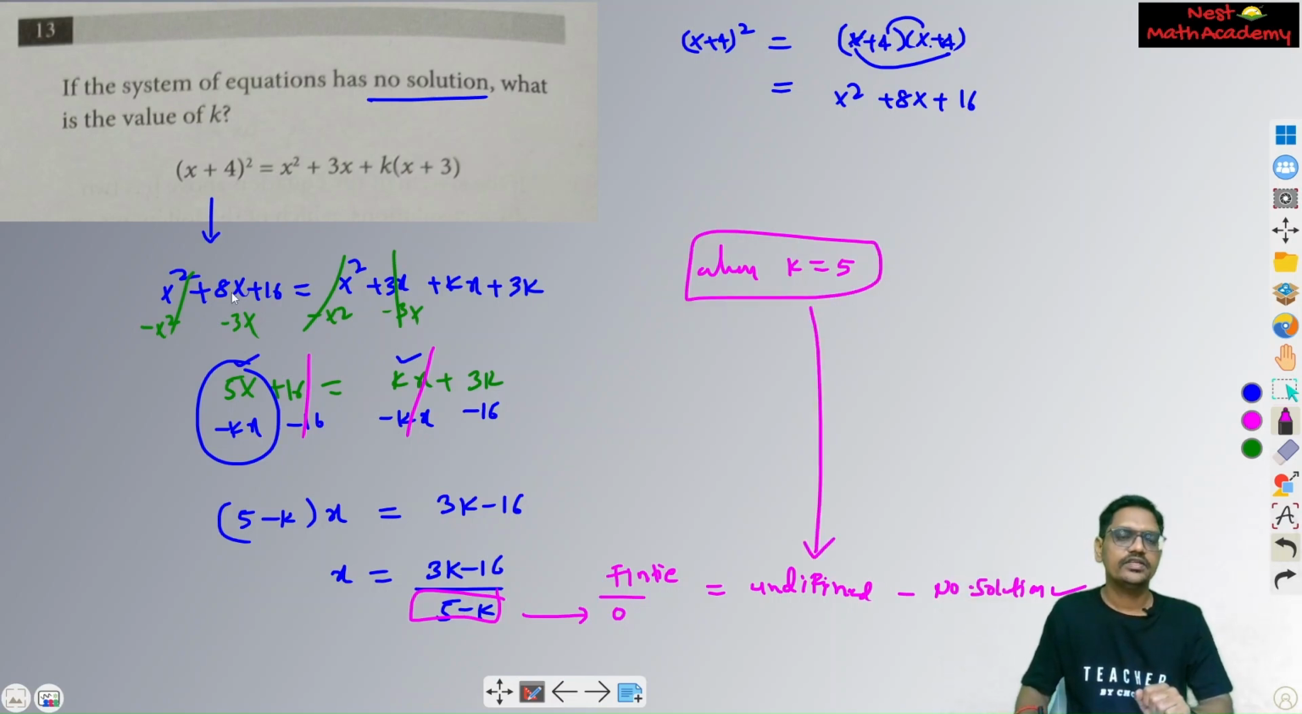I repeat, this is purely algebraic calculation. So simplify and try to find x in terms of the given expression in terms of k. Then we easily identify that if the denominator is 0, x does not exist. Therefore, k equal to 5 is what makes the denominator 0. Therefore, no solution if k is equal to 5.